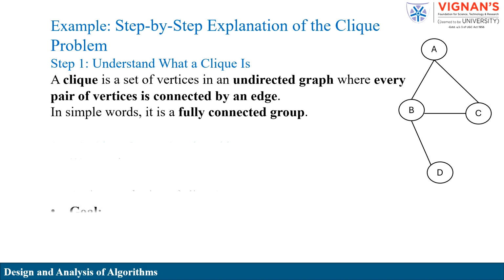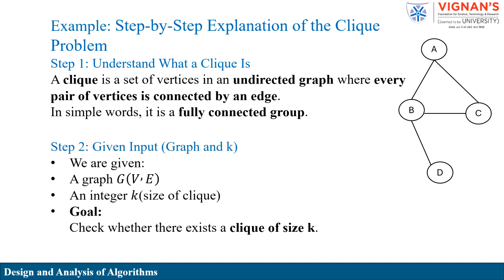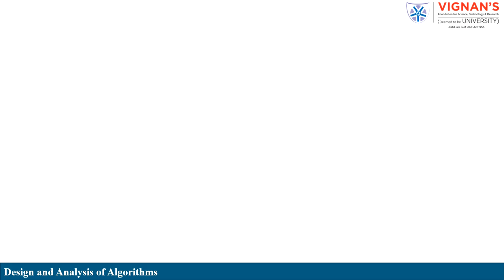Step 2 involves our given input. In a standard clique decision problem, we are provided with two things, a graph, denoted as G = (V, E), and an integer K, which represents the target size of the clique. Our goal is simple to state but difficult to solve. We must check whether there exists a clique of size K within that graph.